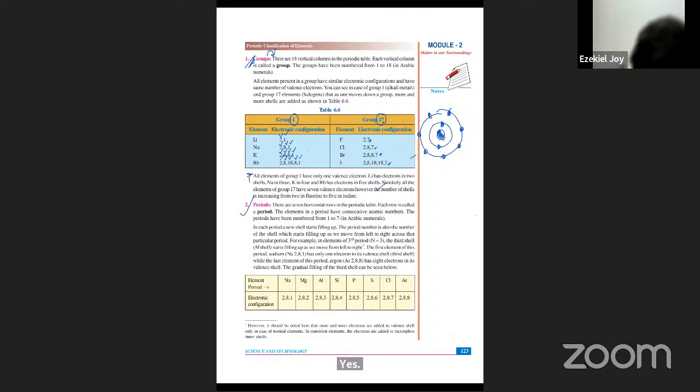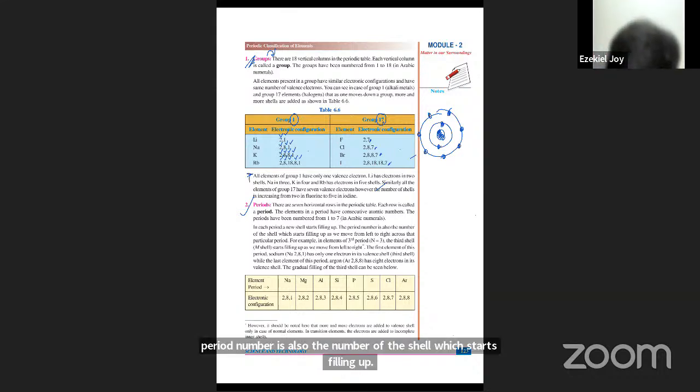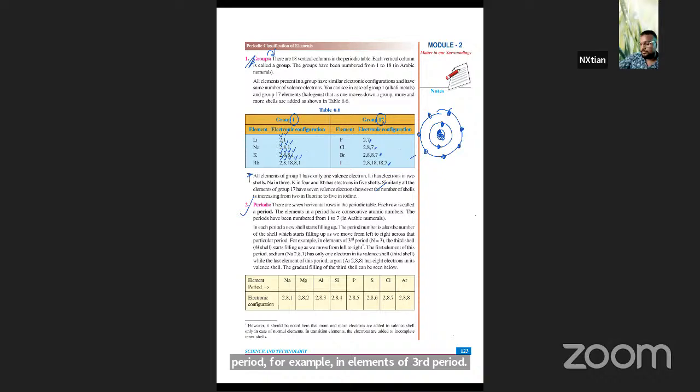Periods. There are 7 horizontal rows in the periodic table. Each row is called a period. The elements in a period have consecutive atomic numbers. The periods have been numbered from 1 to 7 in Arabic numerals. In each period, a new shell starts filling up. The period number is also the number of the shell which starts filling up as we move from left to right across that particular period. For example, in elements of the third period, the third shell starts filling up as we move from left to right.